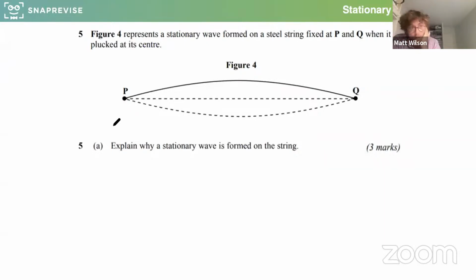So, figure 4 here represents a stationary wave formed on a steel string fixed at P and Q when it is plucked at its center.